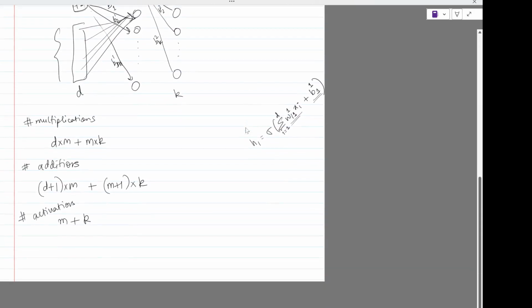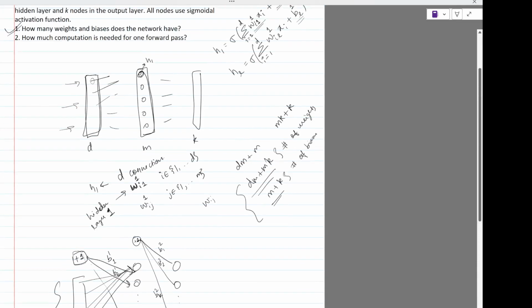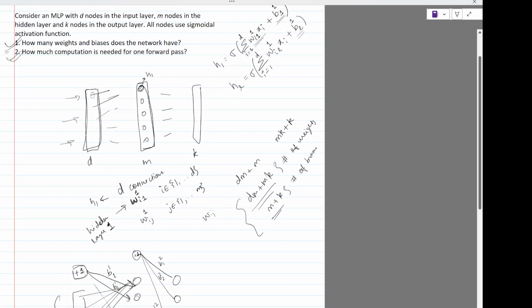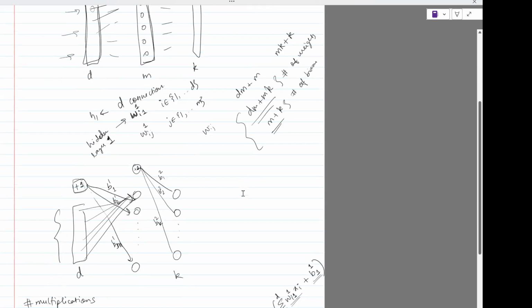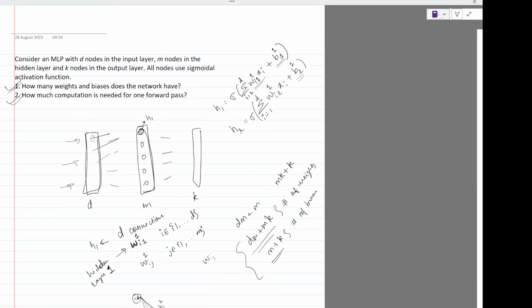So we found out how many operations there are. Any doubts?